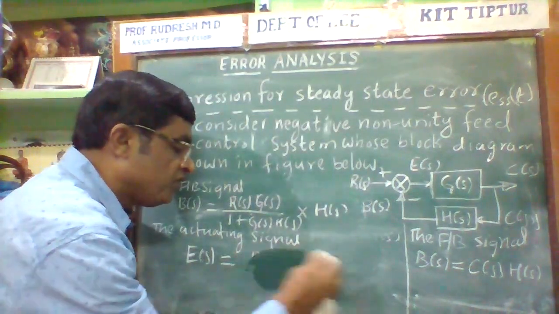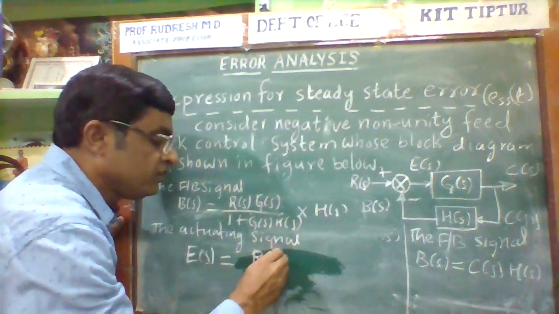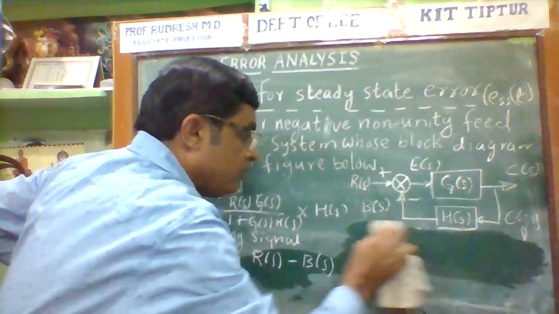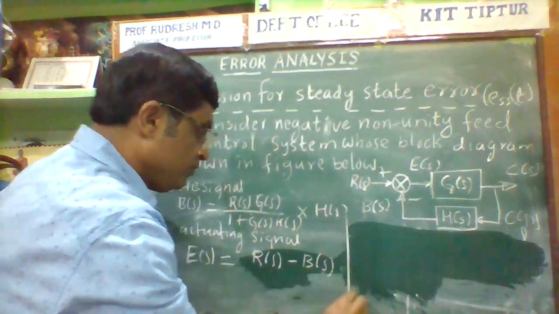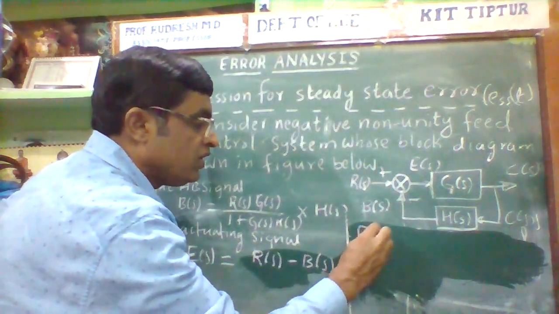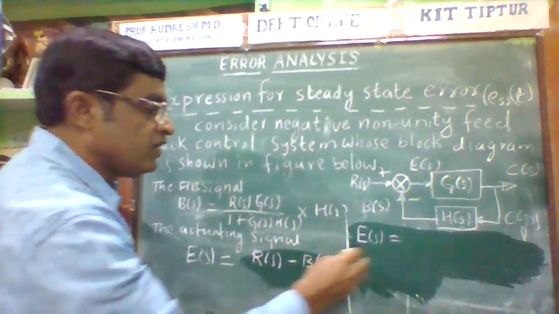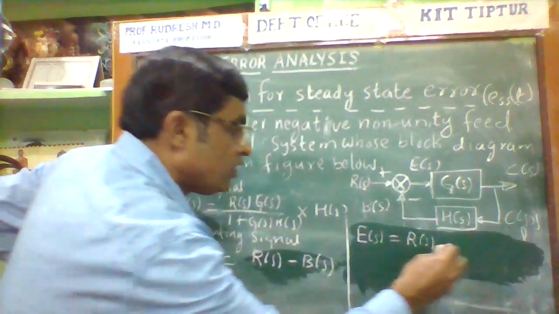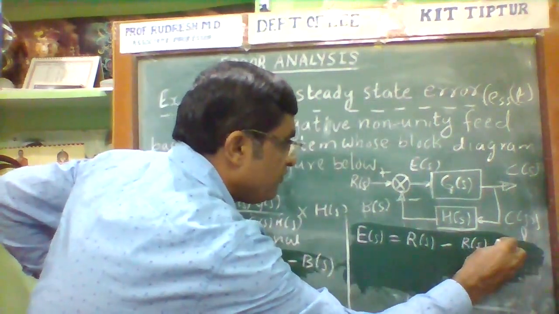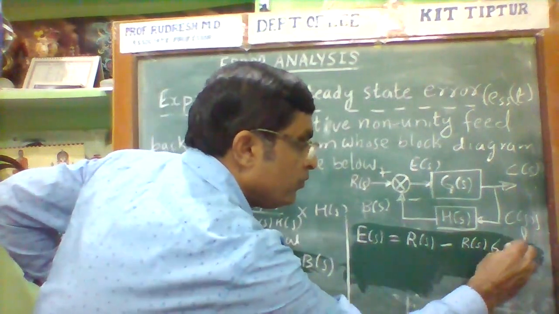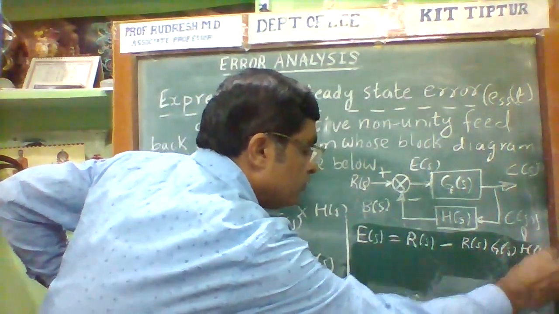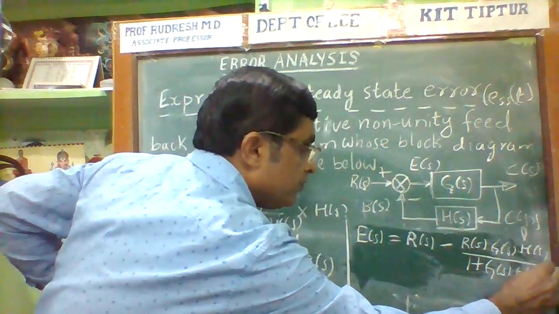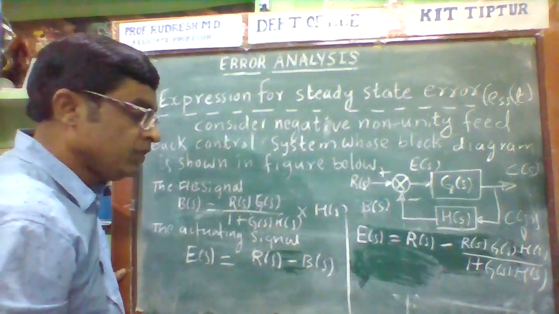We know that both R(S) minus P(S). Now what is the E(S) here? E(S) is equal to R(S) as it is, minus... So the E(S) value is R(S), G(S) into H(S) divided by 1 plus G(S) into H(S). Now this is the E(S).